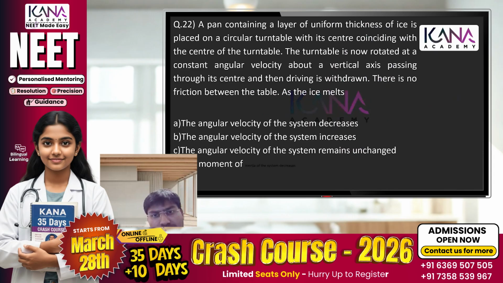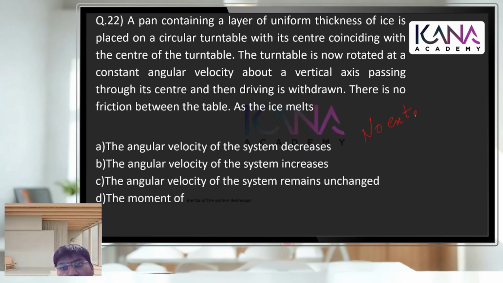Now the 22nd. Okay, this is a little bit statement based. They have given that there is a turntable with a pan of ice that is rotated, with no friction with the table. So as the ice melts, what happens? So there is no external torque.